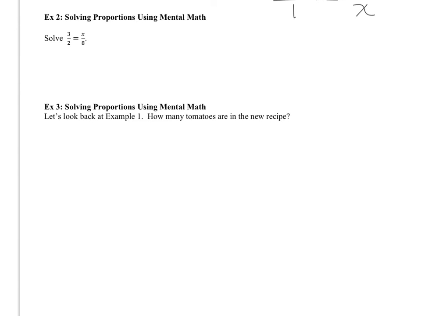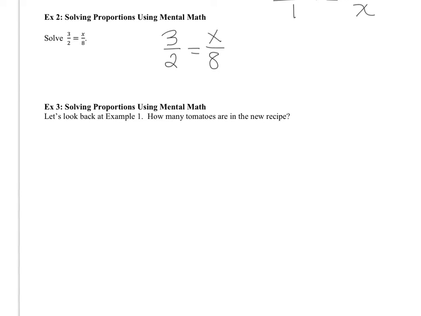Before we get going on figuring out how many tomatoes we're going to need in that new black bean recipe, we're going to go ahead and solve this proportion here. 3 halves, or 3 over 2, equals x over 8, and we're going to use mental math. And just because it says mental math doesn't mean that you don't have to show your work, because you absolutely do.